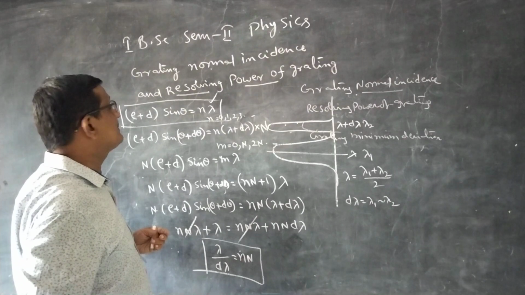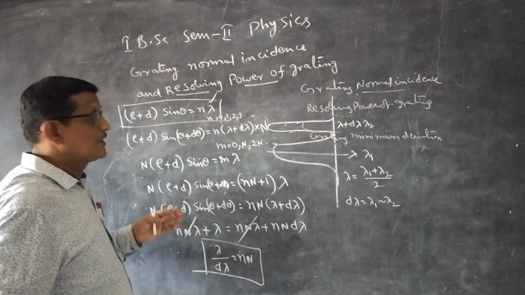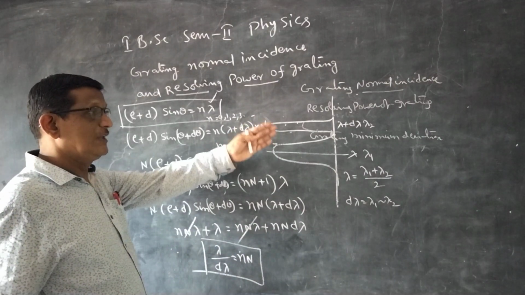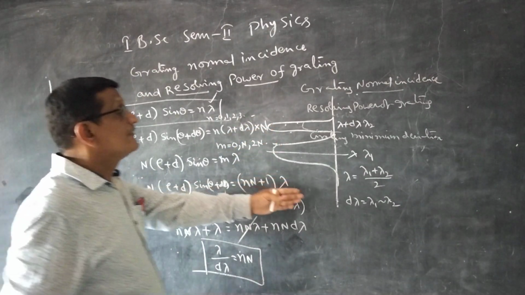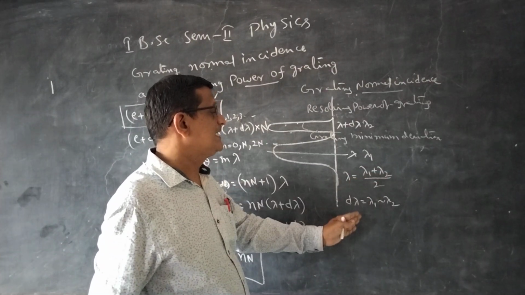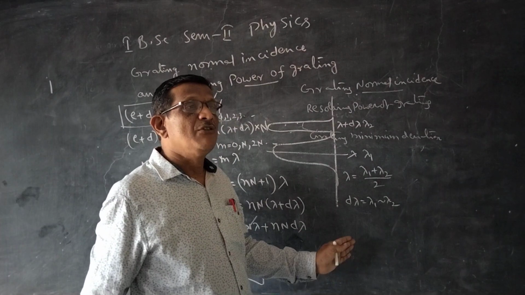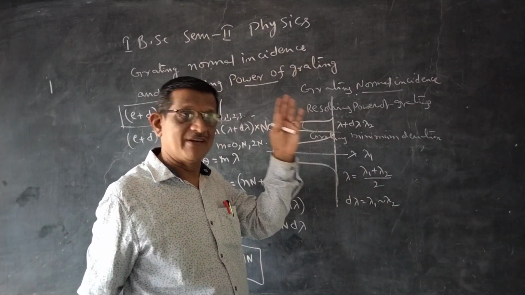Once you are able to determine the wavelength of two lines, lambda 1 and lambda 2, then you can find the average, lambda is equal to (lambda 1 plus lambda 2) by 2, and d lambda is equal to lambda 1 minus lambda 2. By making this calculation, we can measure the resolving power.